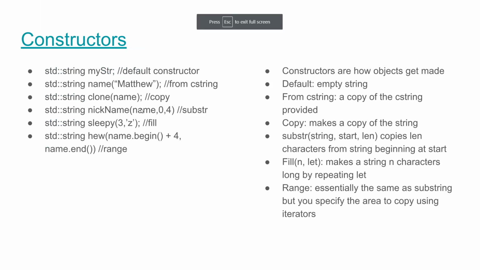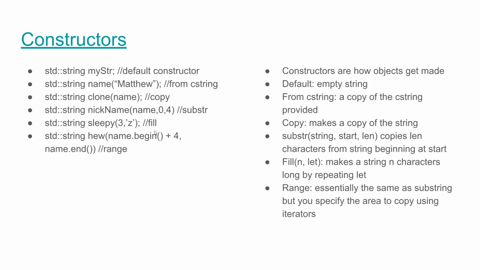So if you want to initialize some string from a C string or a string literal, you just put it inside the parentheses. So this would create a string whose contents are Matthew. If you want to make a copy of a string, you can just put the string that you want to copy inside the parentheses. You can also copy only a subset of that string. So here I'm copying from name, from 0 up to but not including 4. So 0, 1, 2, 3. So that would just get Matt in there.